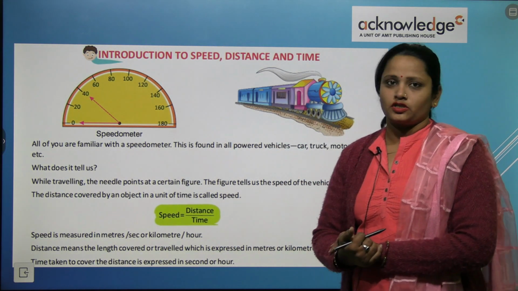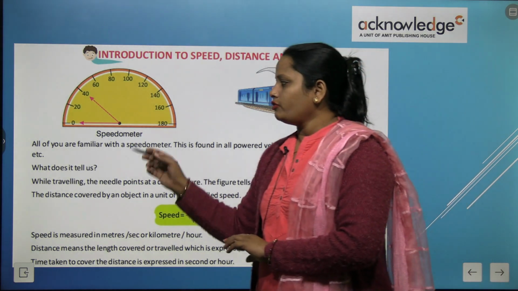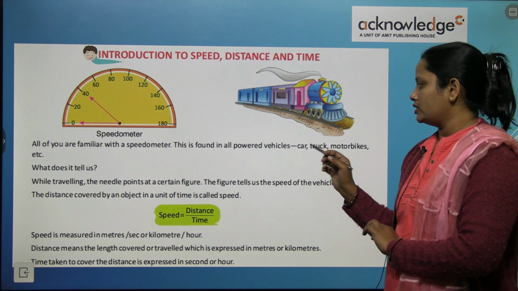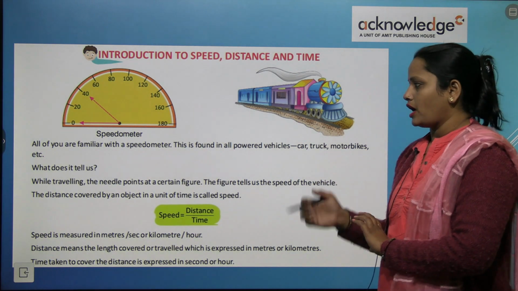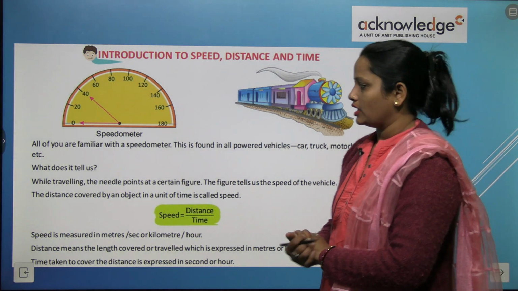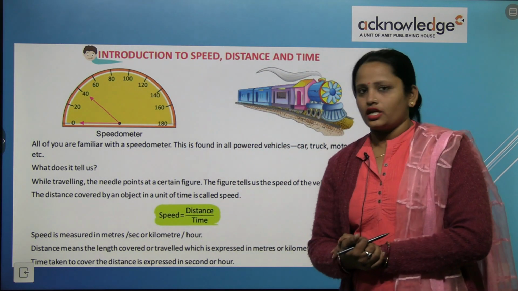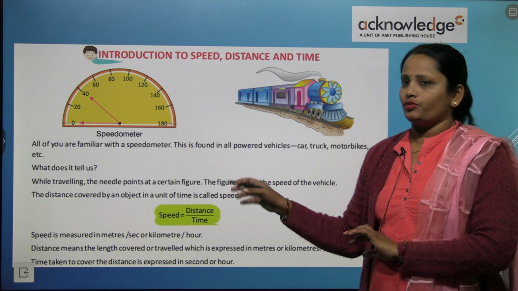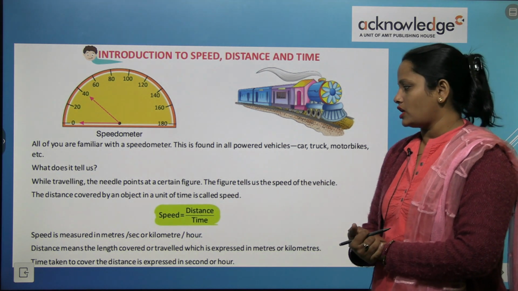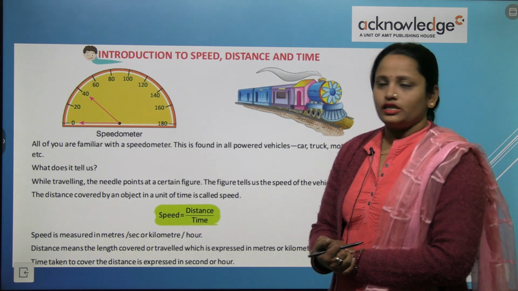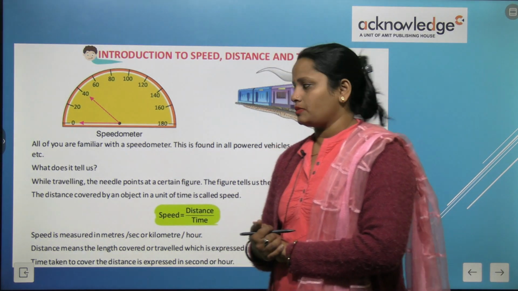Here you can see there's a picture of a rail. All of you are familiar with the speedometer. This is found in the powered vehicles such as car, truck, motorbikes, etc. ये हर जगह पे मिलेगा. What it tells us? While traveling, the needle points to a certain figure. जब हम travel करते हैं तो ये needle ऊपर नीचे होती है और एक certain figure पे रुक जाती है. The figure tells us the speed of the vehicle. उस vehicle की speed को ये speedometer बताता है.